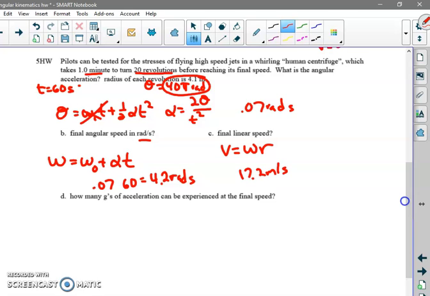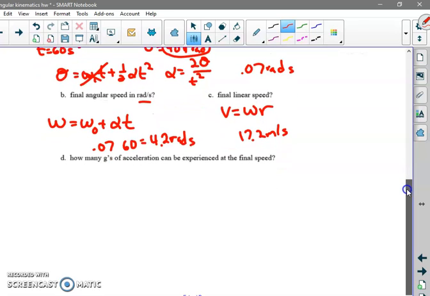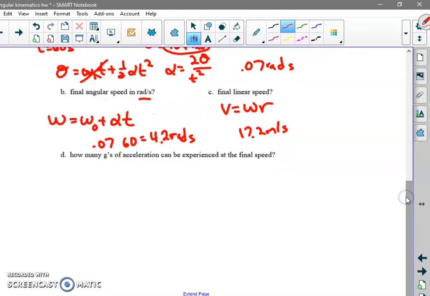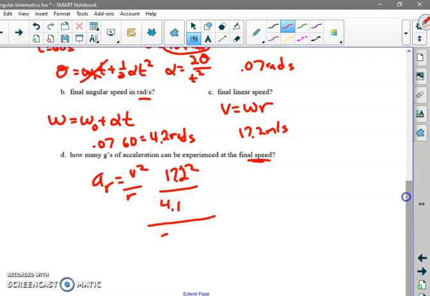And then how many g's of acceleration is experienced at this one? What type of acceleration are we talking about at this final speed? That's the radial acceleration, v squared over r, right? That's the whole point of doing a training. So 17.2 squared divided by 4.1, and then ultimately I'm going to divide it by 9.8 to get it to the number of g's, and I get about 7.4. So that's at the threshold where we're ready to pass out. Not very comfortable, we got to get used to it.